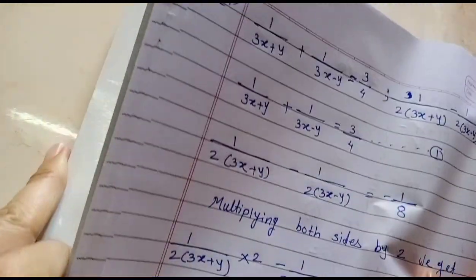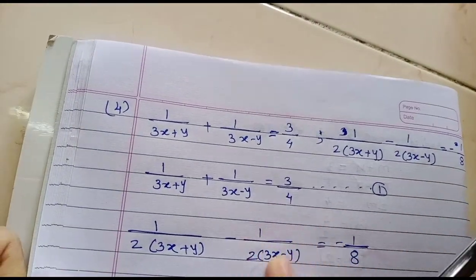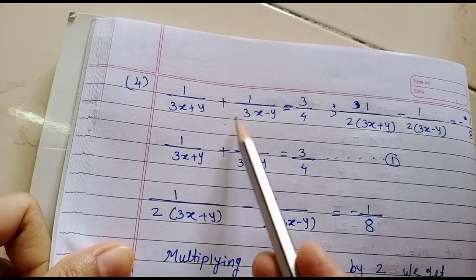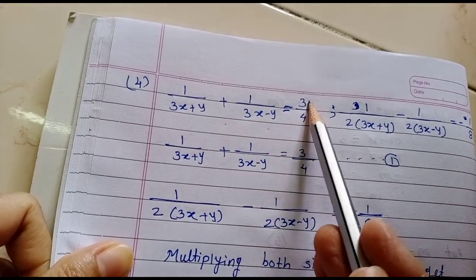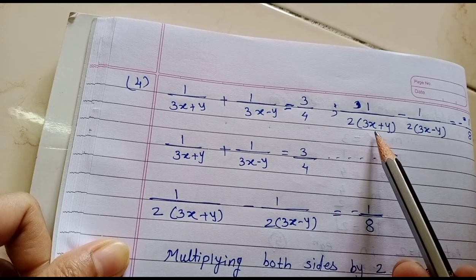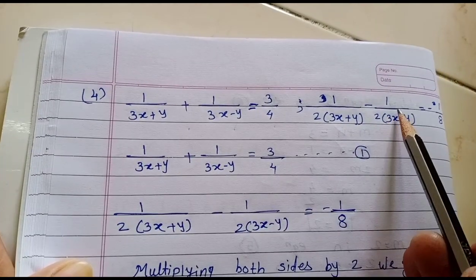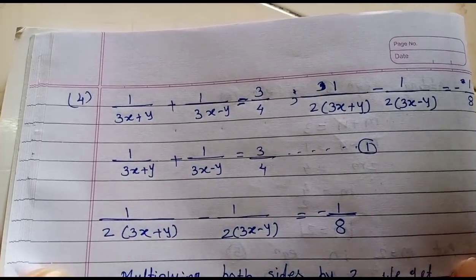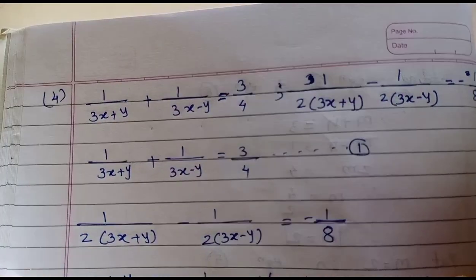Okay, now let's see the fourth equation. See here, 1 upon 3x plus y plus 1 upon 3x minus y is equal to 3 upon 4, and 1 upon 2 into bracket 3x plus y minus 1 upon 2 into bracket 3x minus y is equal to minus 1 upon 8.